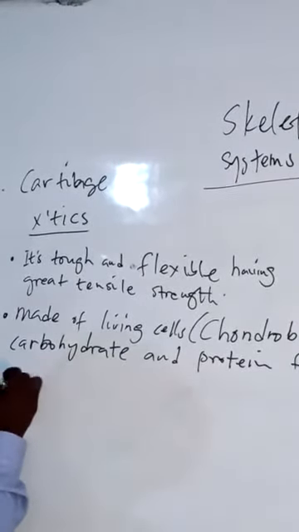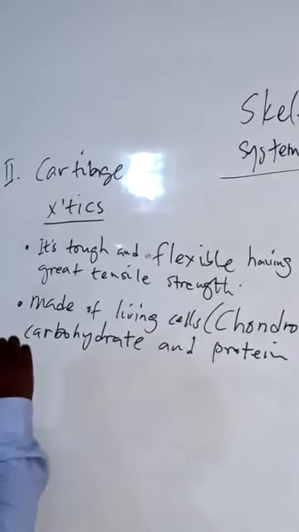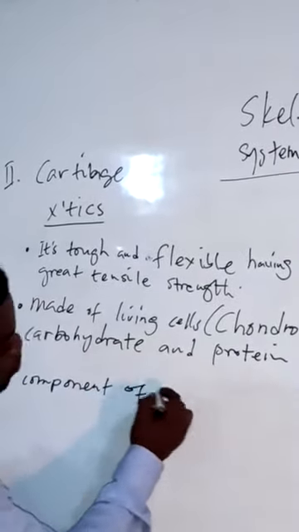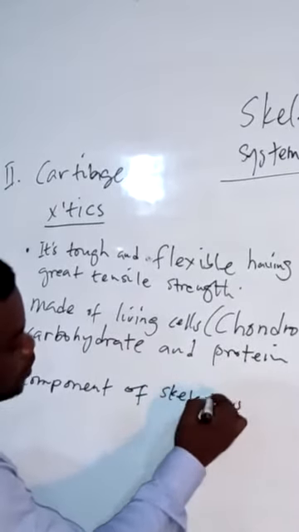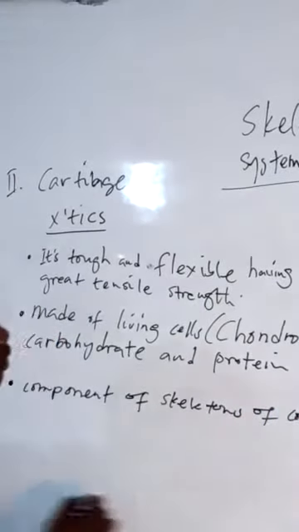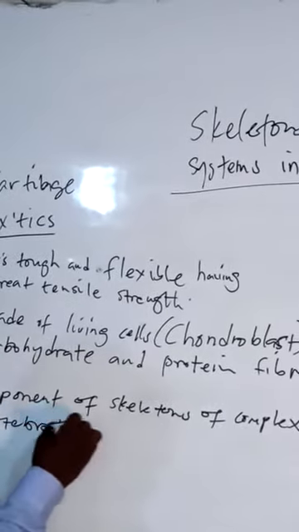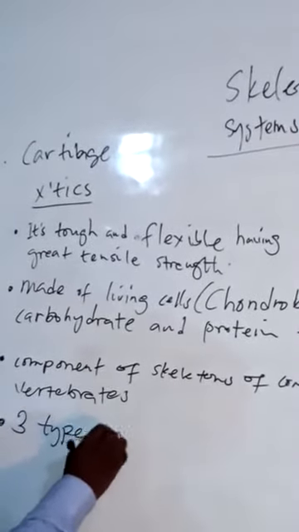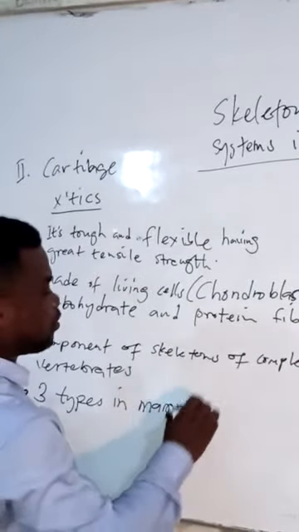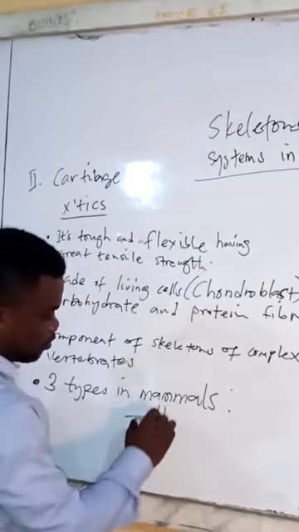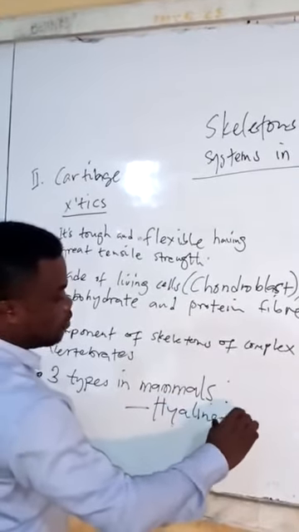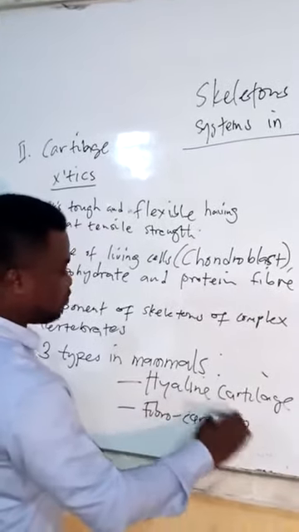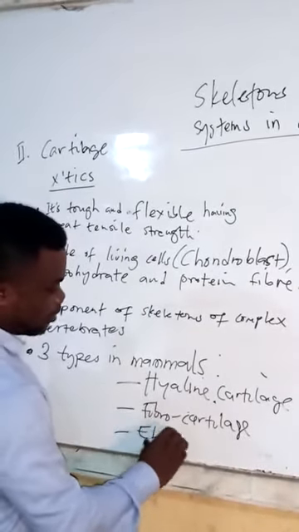Well, you can also say that. And thirdly, you can also say that it's a component of skeletons of complex vertebrates. Please don't forget that in mammals there are 3 types of cartilage. So there we go. We have hyaline cartilage, and then we have fibrocartilage, and then we have elastic cartilage.